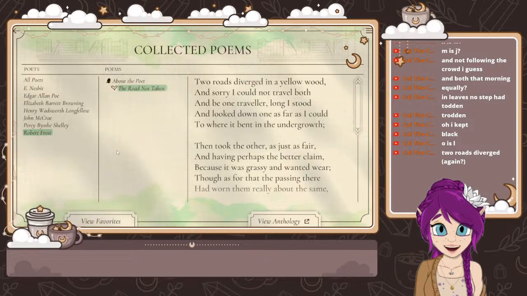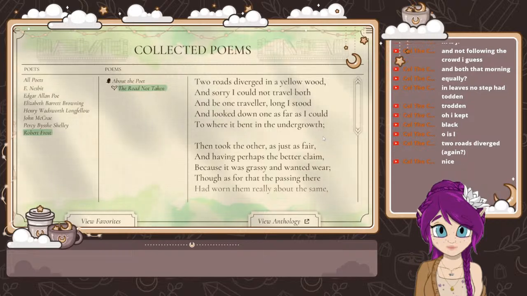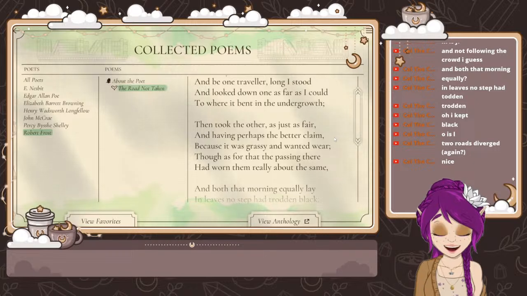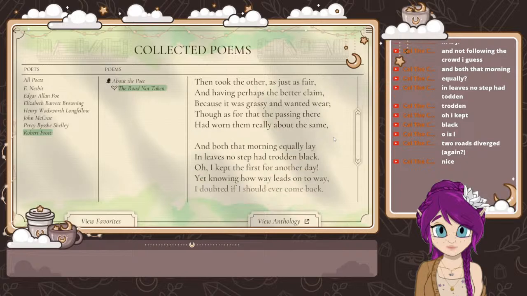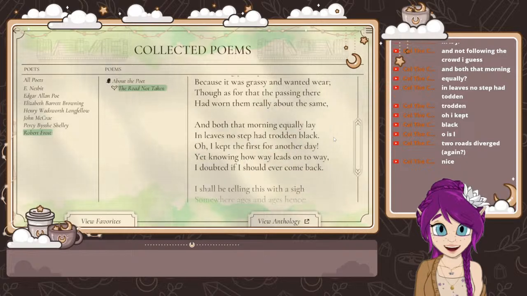Two roads diverged in yellow wood, and sorry I could not travel both, and be one traveler, long I stood, and looked down one as far as I could, to where it bent in the undergrowth. Then took the other, as just as fair, and having perhaps the better claim, because it was grassy and wanted wear. Though as for that the passing there had worn them really about the same. And both that morning equally lay in leaves no step had trodden black.